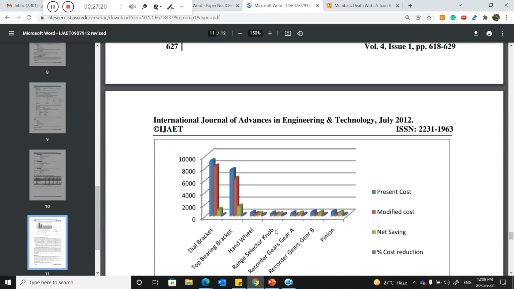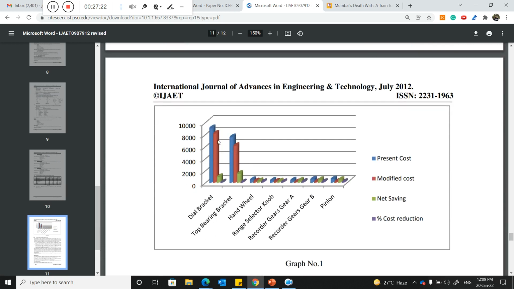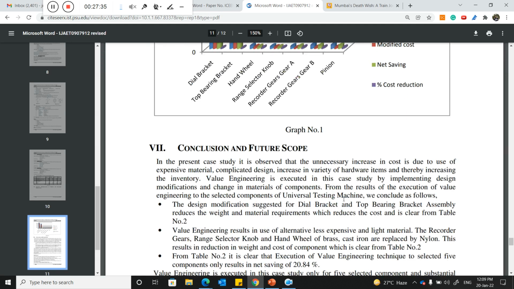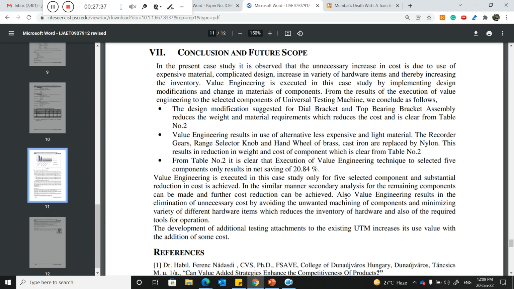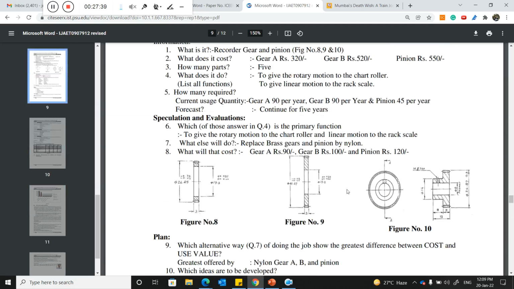Are you getting my point? So here you can see how much cost I reduced. The net saving is shown by the green symbol, the green color. The percentage reduction you will also find. So this is the graph and the conclusion. Is there any doubt related to the value engineering class?